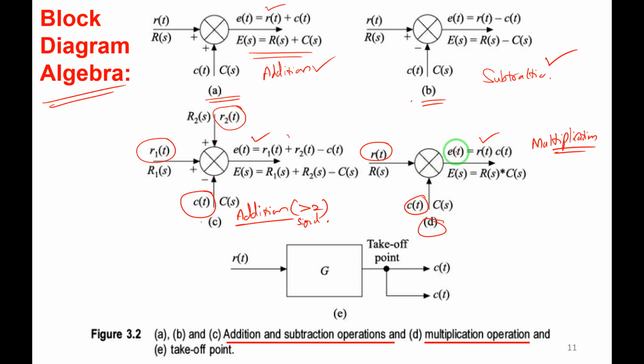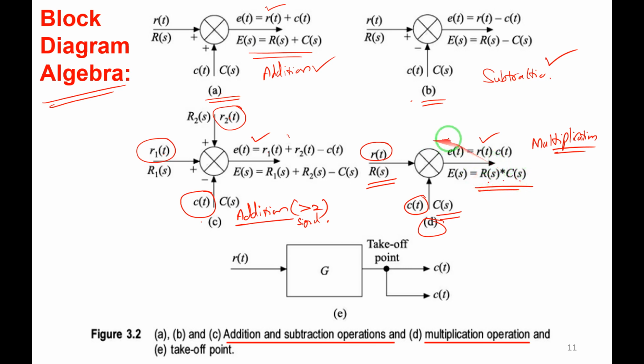But it is not the same case. We cannot multiply the signals in Laplace domain. Suppose the input is R of S and another input is C of S. What is the output? E of S. If it is multiplication operator, it is convolution operator. R of S convolved with C of S. E of S is equal to R of S convolution of C of S.